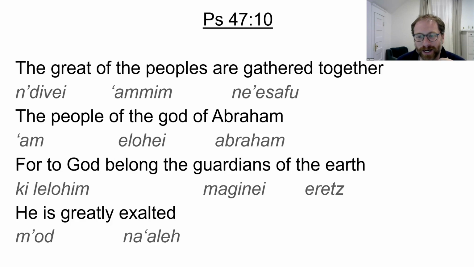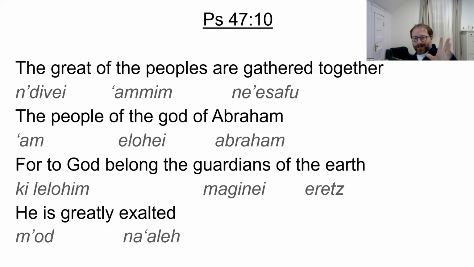My question here, and I really don't know the answer, and I sort of go back and forth about how to understand it, is at the beginning of this verse, who are these? What's understood here, right? Like the great of the peoples, so the leaders perhaps of the peoples are gathered together. And what's the connection of that with the people of the God of Jacob? There's a couple of possibilities.